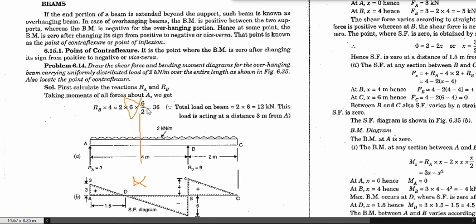So according to the sign convention, if the vertical load is acting on the right hand side in the downward direction, then the shear force will be positive, and if it is acting from below, then the shear force will be negative. And if you are considering the left hand side of this cross section, then if the load is acting in the upward direction, then the shear force will be positive, and if the load acts in the downward direction on the left hand side of this cross section, then it will be negative.